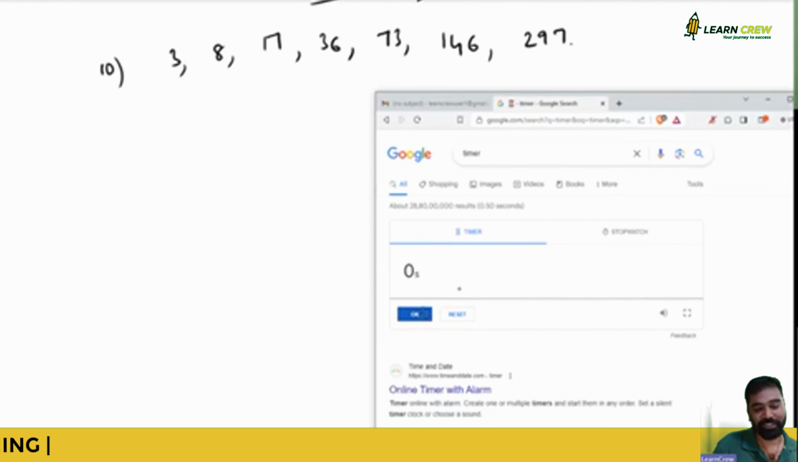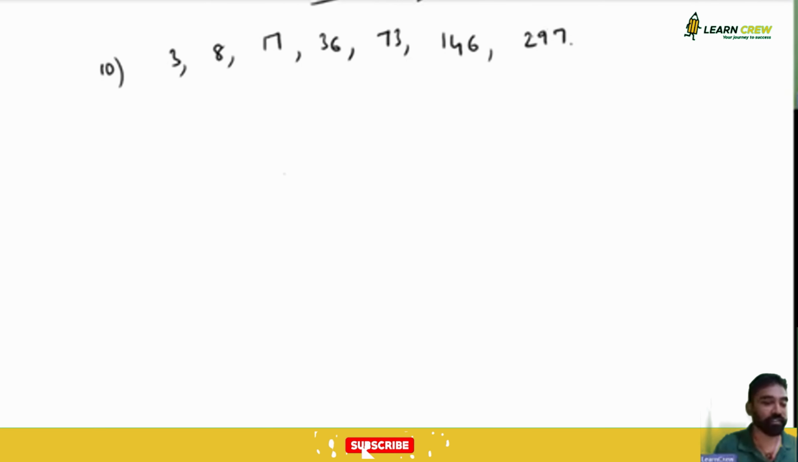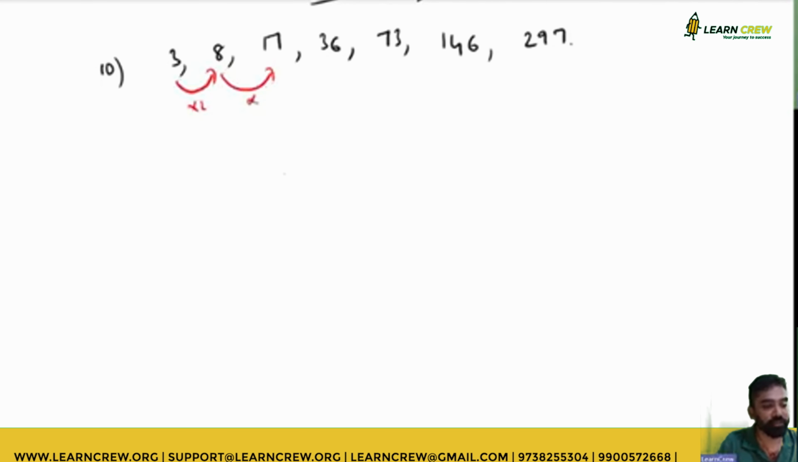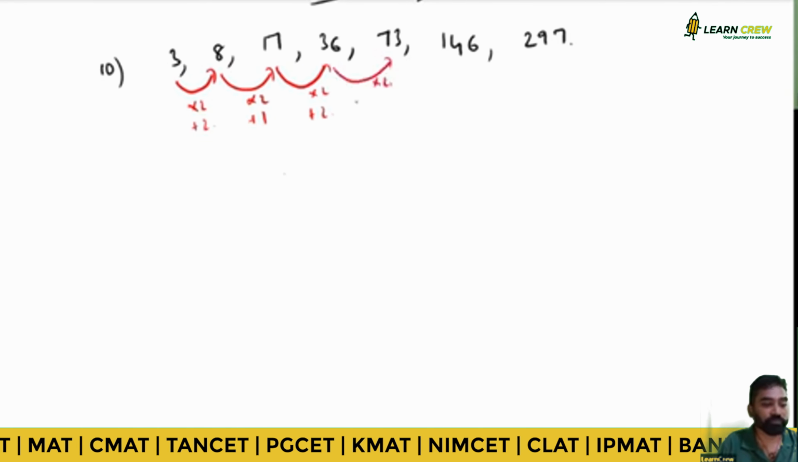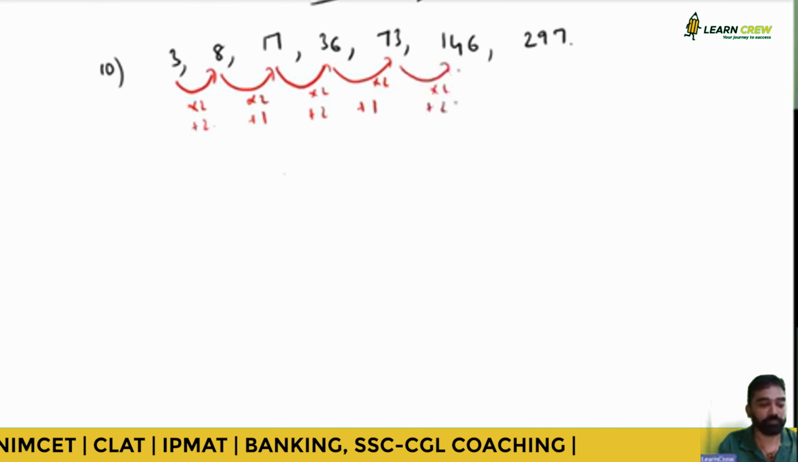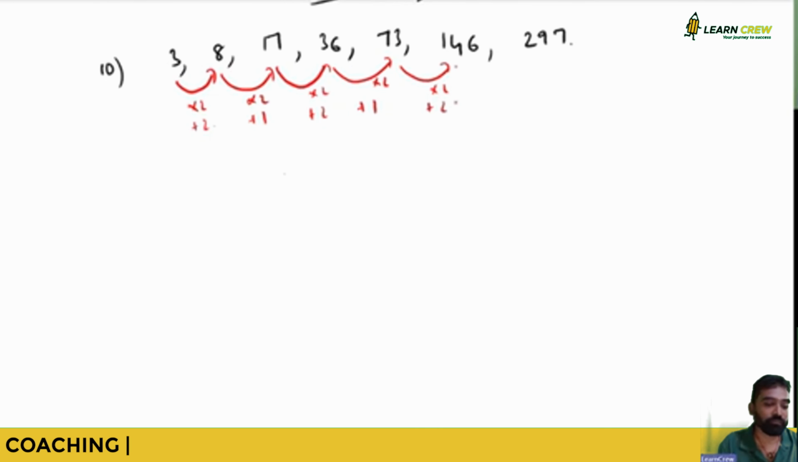Done. Answer. 297, sir. So this is the wrong number you're telling. Okay. How are you telling? 3 into 2 will give us 6 plus 2 is 8. 8 into 2 plus 1 will give us 17. So 17 into 2 plus 2. Okay. So 36 into 2 plus 1. 73 into 2 plus 2. So all are multiplied by 2, plus 2, plus 1, plus 2, plus 1. So 146 into 2 will give us 292.